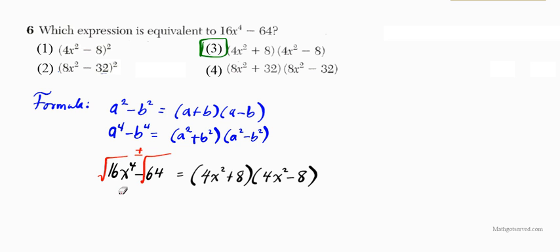Okay, so when we take the square root of 16x to the 4th and 64, we get 4x squared and 8. So we just express that as a sum and a difference. And our answer for number 6 will be option number 3.